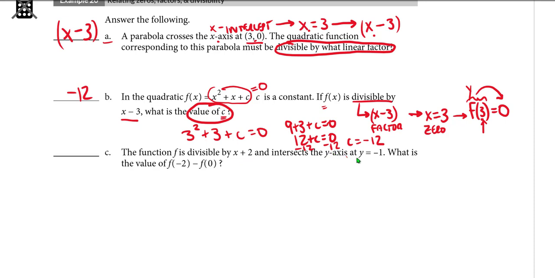In example 20c, we have the function f is divisible by x plus 2 and intersects the y-axis at y equals negative 1. What is the value of f of negative 2 minus f of 0? Okay, so we need the value of f of negative 2 minus f of 0.